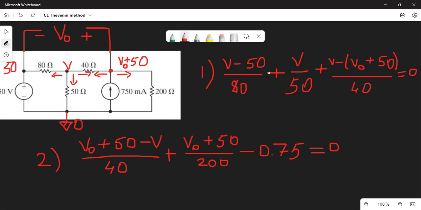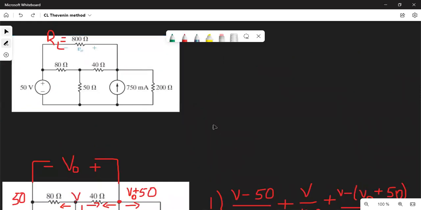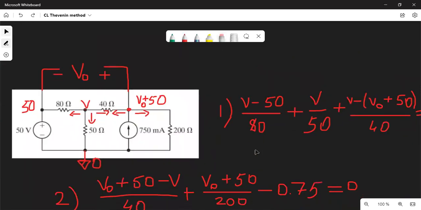Then calculate this in order to find the values of V0 and V, and you got the value of V0, which is what we were initially asked to identify. Is there anything you want to add?